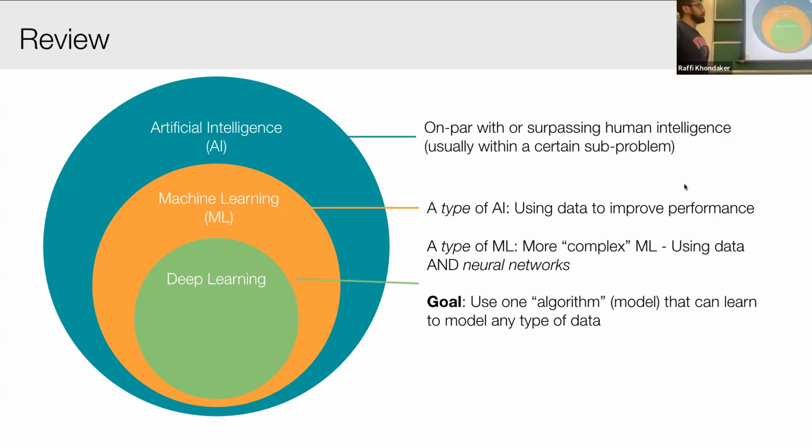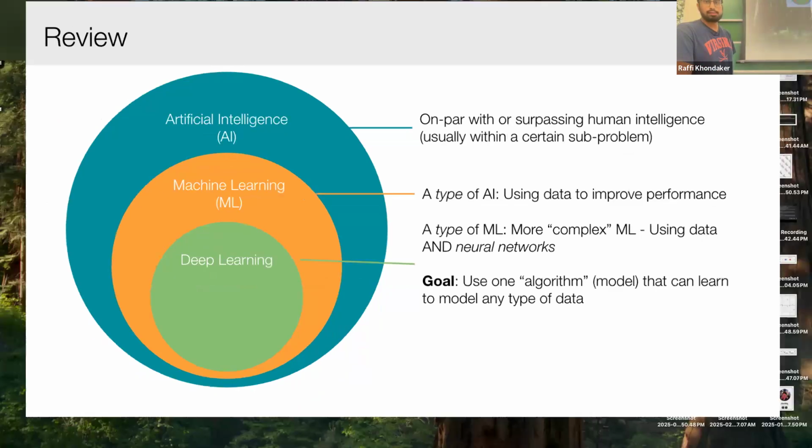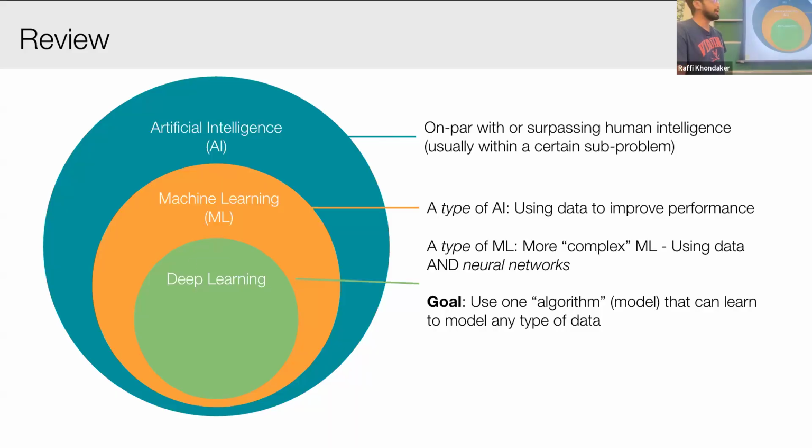So, the first three lectures were kind of an introduction to neural networks, deep learning, that kind of stuff, right? If you remember, the central purpose of why we brought up this idea of a neural network was so we could have a single blueprint, the single algorithm that could learn any type of data, right?